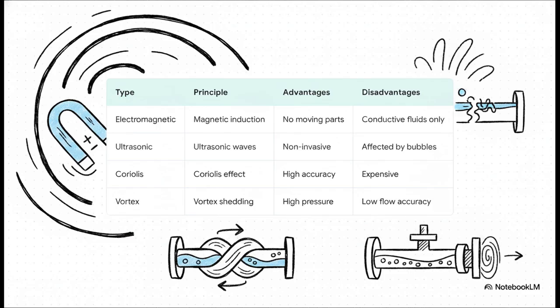They measure the frequency of vortices created by a little obstruction inside the pipe. They are incredibly tough, handle high pressures beautifully, and again, no moving parts. But they really struggle with accuracy if the flow rate drops too low.